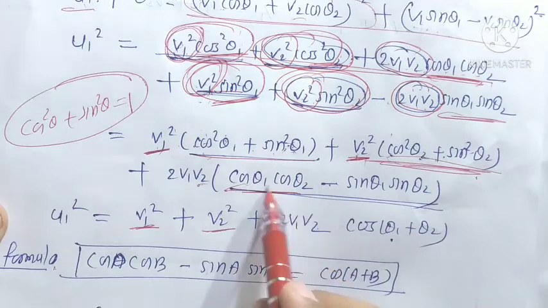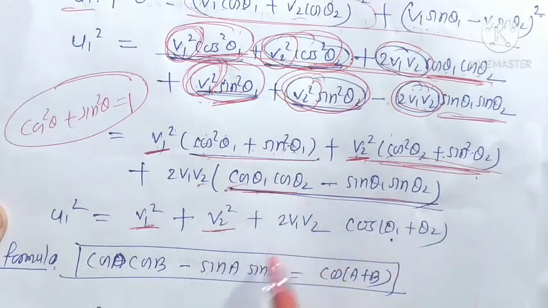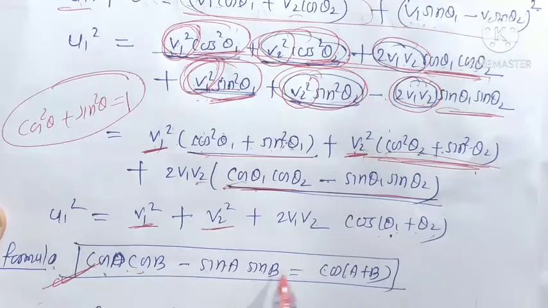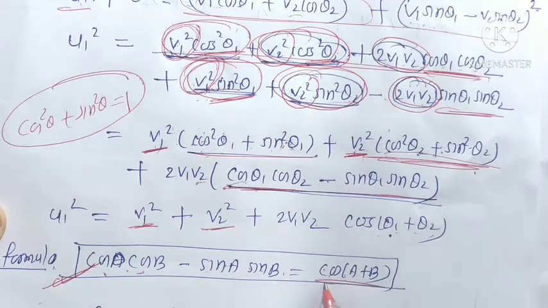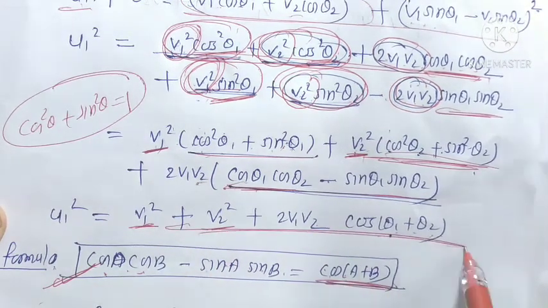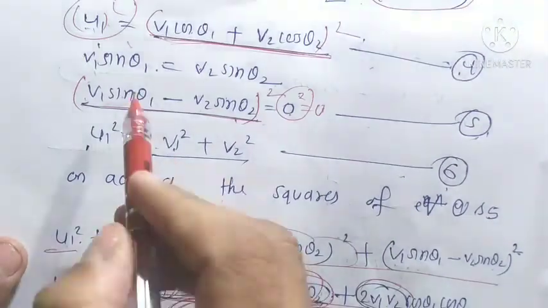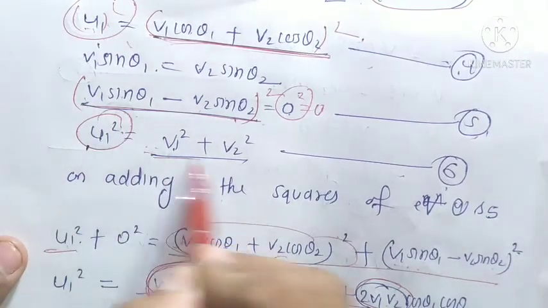And this value we already know: cos of theta 1 plus theta 2. We use the formula cos A cos B minus sin A sin B is equal to cos (A plus B). After that we use equation number 6. We already know that in equation number 6, u1 square is equal to v1 square plus v2 square.